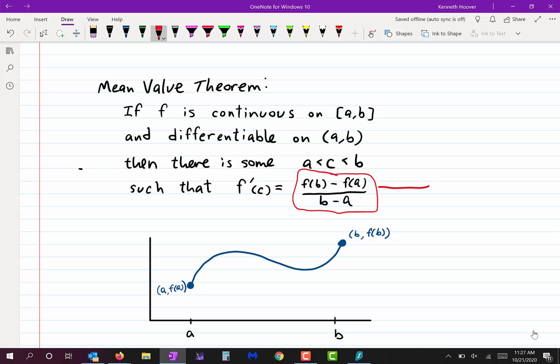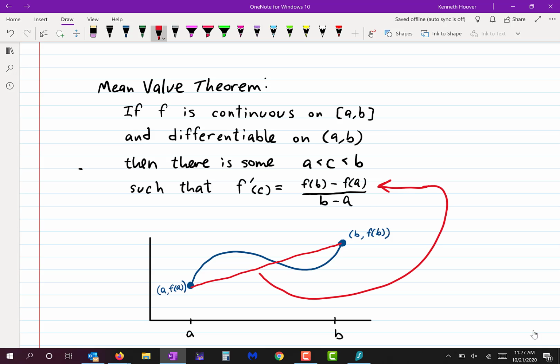What does this number tell you? Isn't that the slope of the line connecting those 2 points? It is, right? Whoops, I didn't mean to erase that. I meant to draw a red line. That number there is the slope of the line segment connecting the 2 endpoints, right?